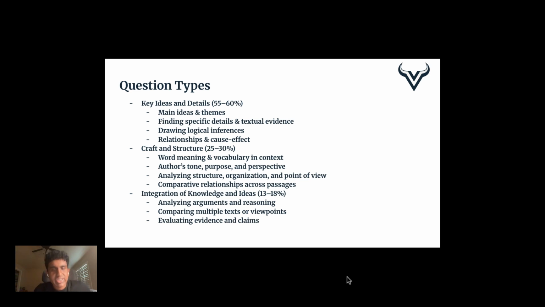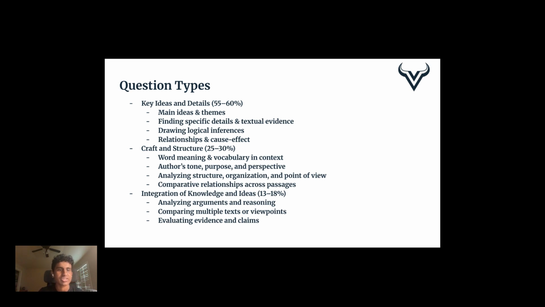So the question types include key details and ideas, which is the largest sector. It's 55 to 60%. This includes main ideas and themes, finding specific details and textual evidence, drawing logical inferences, and relationships and cause and effects. So this is probably the easiest type of question to answer for reading because you look at the question, you just have to find evidence within the text, and then you'll be able to answer that question. It's very straightforward.